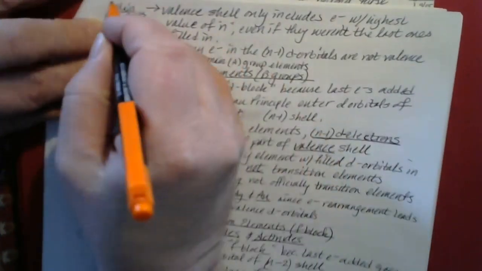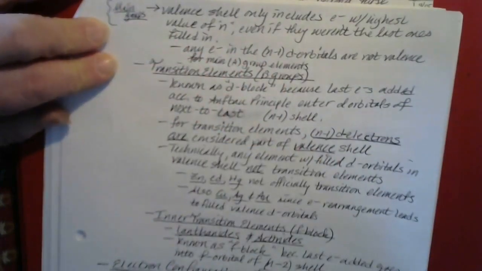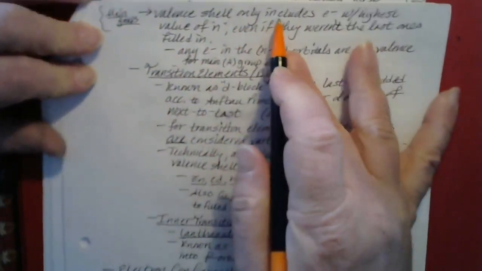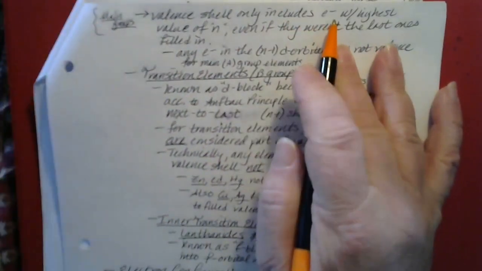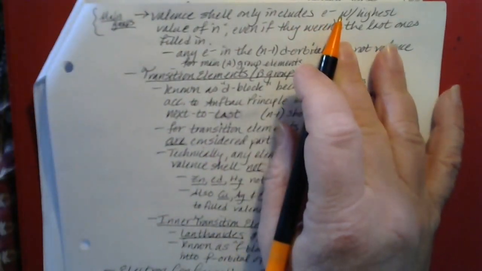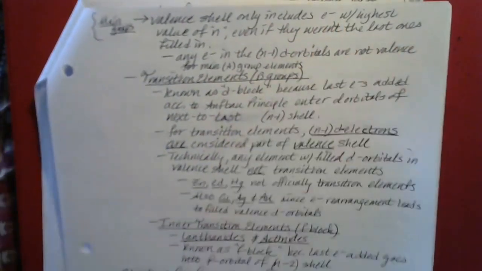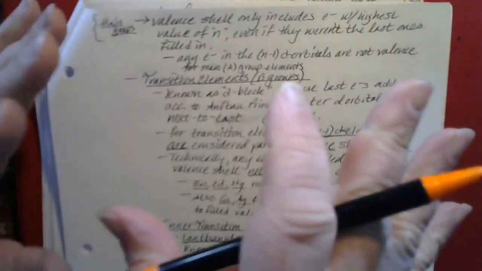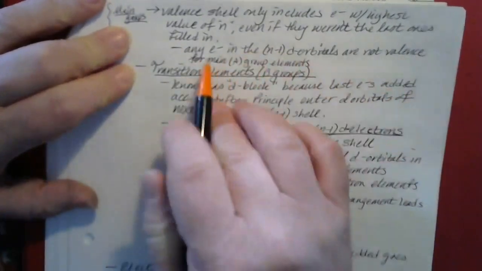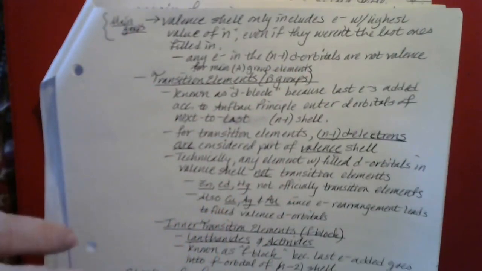For the main group elements, the valence shell is only the highest number shell. So all of the orbitals with the highest principal quantum number would be considered to be the valence shell. And the number of valence electrons would be all of the electrons in orbitals with the highest value for n. And any other electrons would be considered not valence electrons. Any electron that's not a valence electron would be called a core electron.